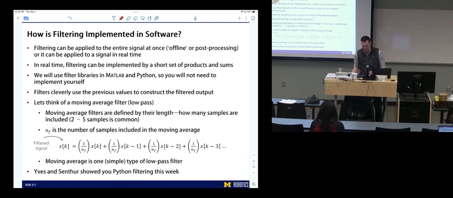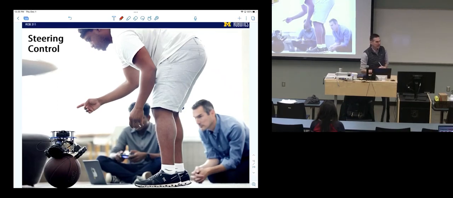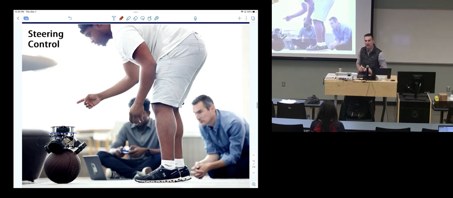Great. Okay. Now we're talking about steering control. So that's it on filtering. You've done filtering in MATLAB and in Python. You have examples from us, and it's useful and important in controlling your ballbot. Trying to think of other things you might want to filter. Well, we'll come back to it.